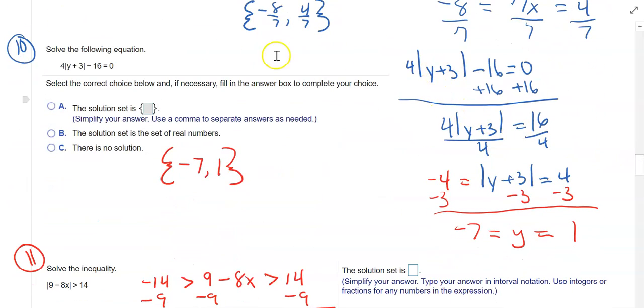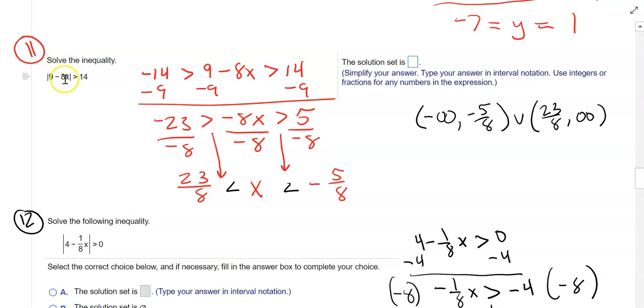Next problem, once again, we have to isolate the absolute value. So I have to first add the 16, divide by 4. Then, once I get that number, I get 4 here, which means I'm also setting it equal to -4. It's opposite. Now I solve by subtracting 3, I get 1. I subtract 3, I get -7. I'm using braces once again for -7 and 1.